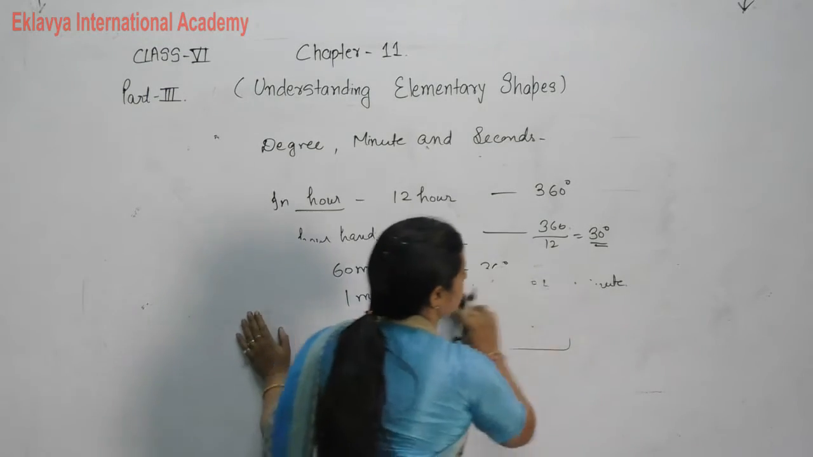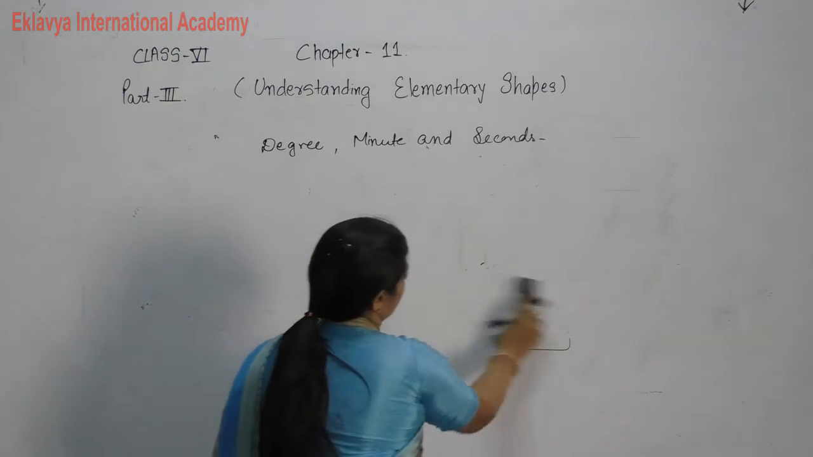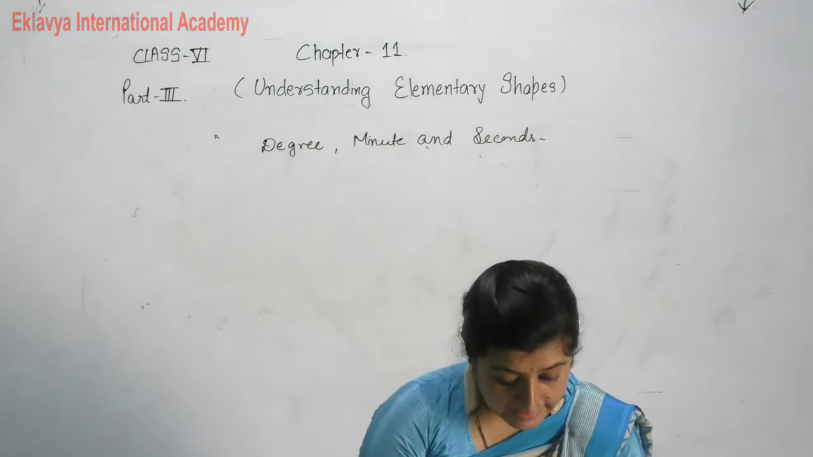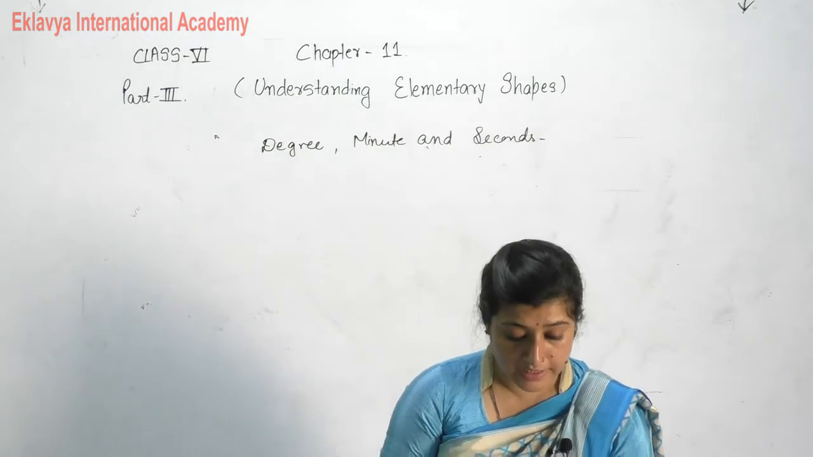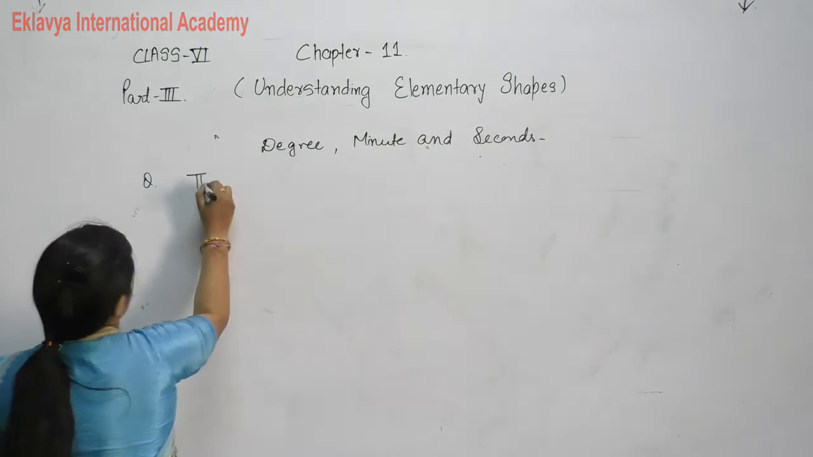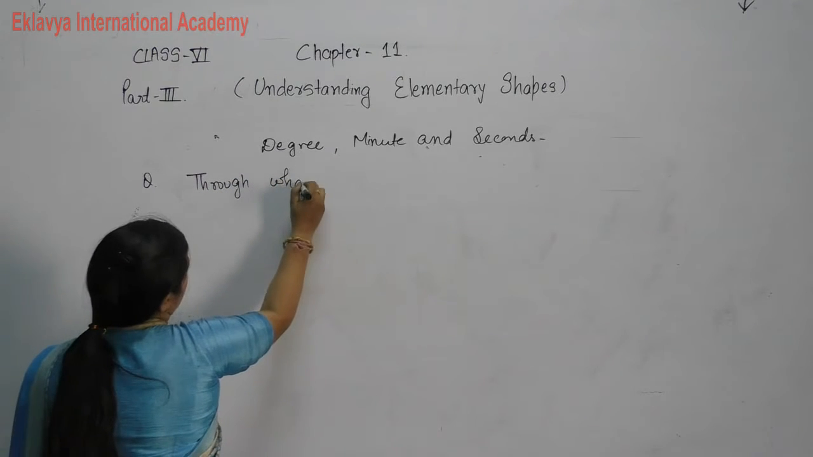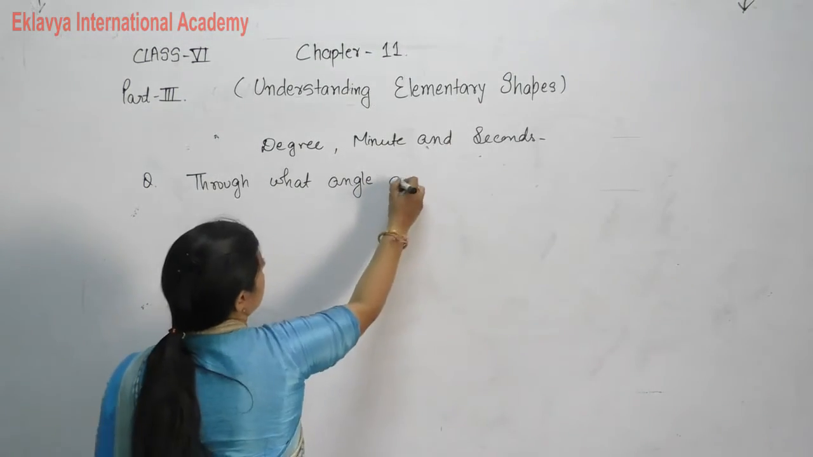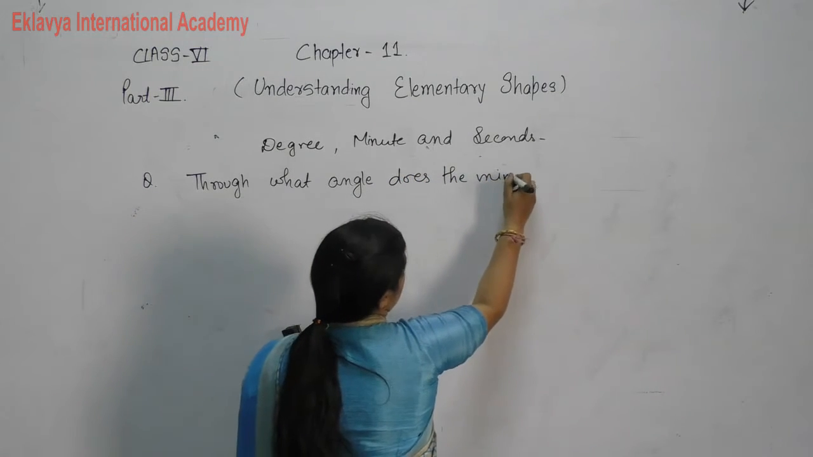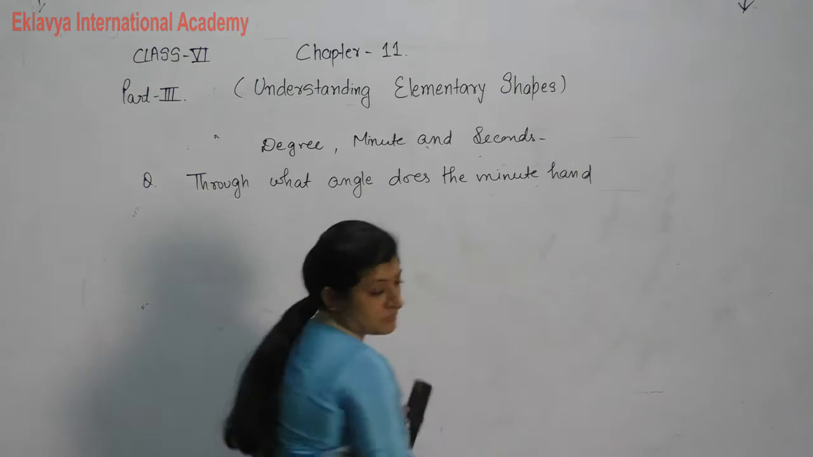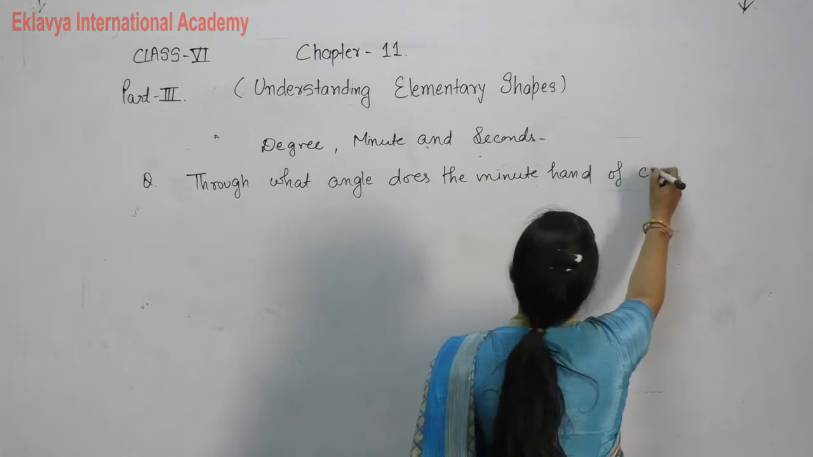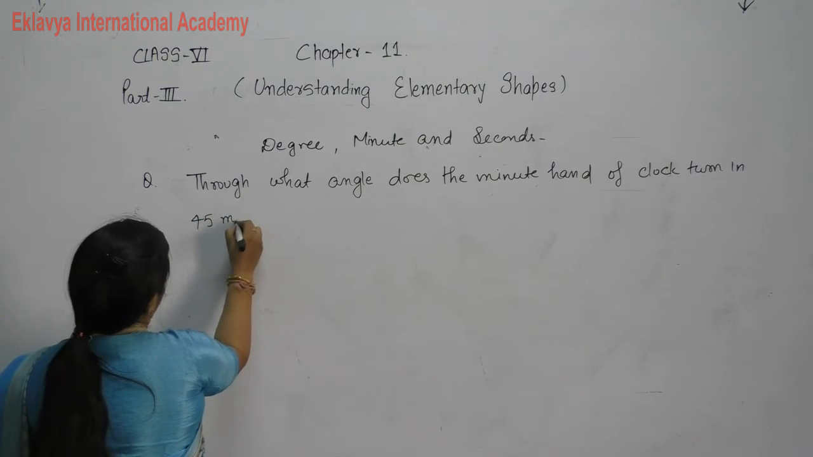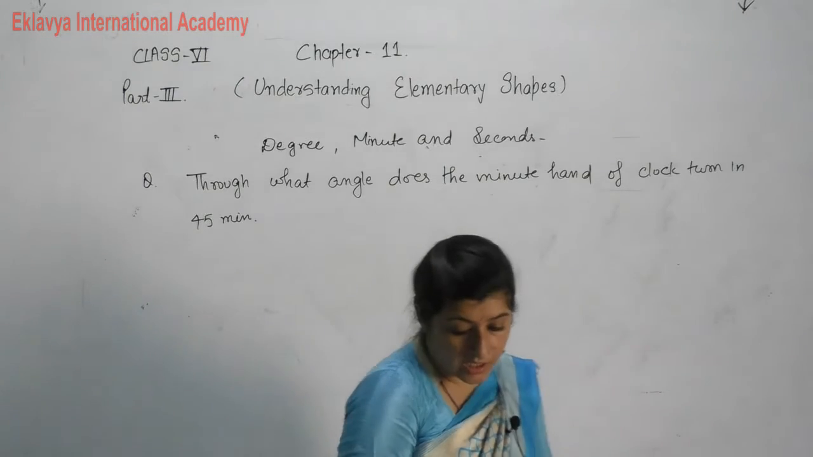Now see, your question is: through what angle does the minute hand of a clock turn in 45 minutes? And the hour hand in 30 minutes.